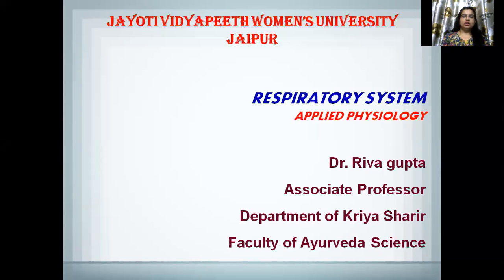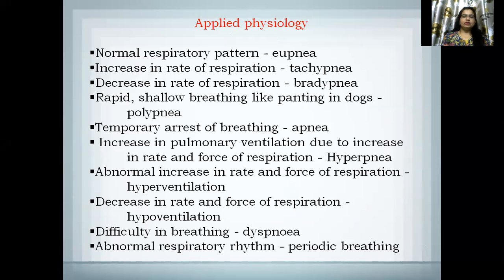Today's first session is about respiratory system applied physiology. Normal respiratory pattern is called eupnea. Increase in rate of respiration is called tachypnea. Decrease in rate of respiration is called bradypnea. Rapid shallow breathing, like panting in dogs, is called polypnea.